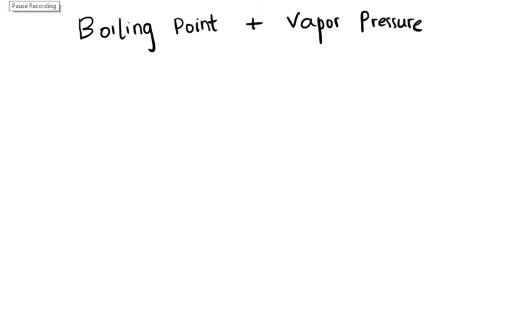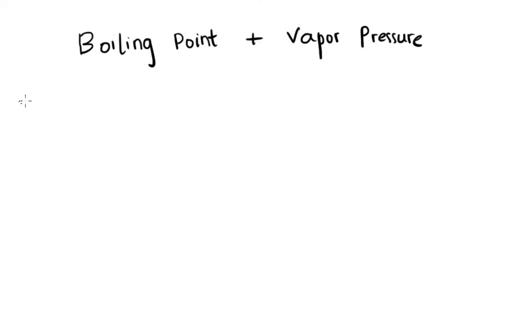So some of the properties that are influenced by IMFs are boiling point and vapor pressure. So boiling point, the proper definition, is the vapor pressure of a liquid when it equals the external pressure. That's really confusing, but basically what we know is boiling point is the temperature at which a liquid boils and turns into vapor. So liquid to vapor. That's what we're looking at.